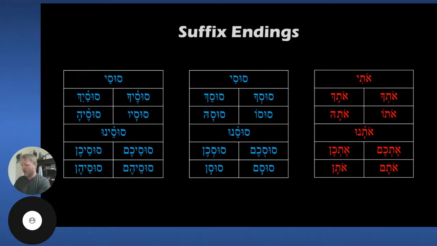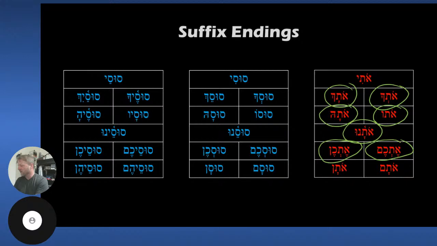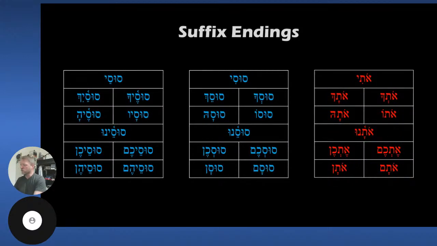Remember that the right side of this table is masculine, the left side is feminine, and down the middle is common, meaning used for masculine and feminine. I'm going to change colors because these words are red. I'm going to put this maybe green. Otcha, otach, oto, ota, otanu, etchem, etchen, otam, and otan. These are the endings for the persons when you add them to et.